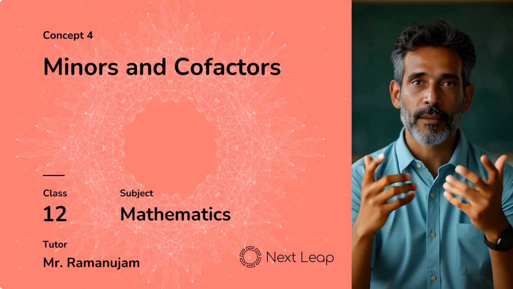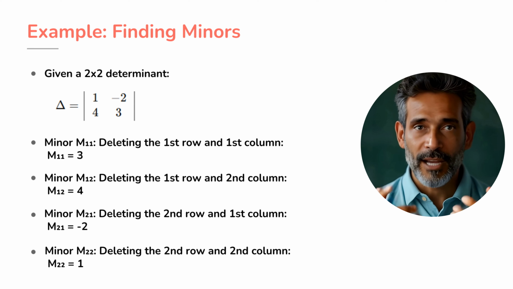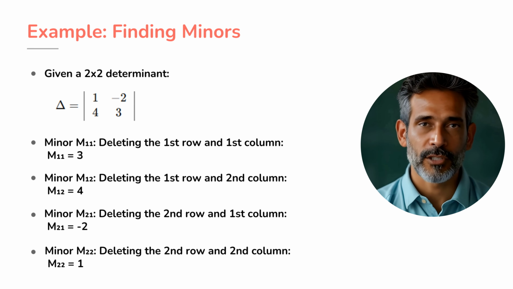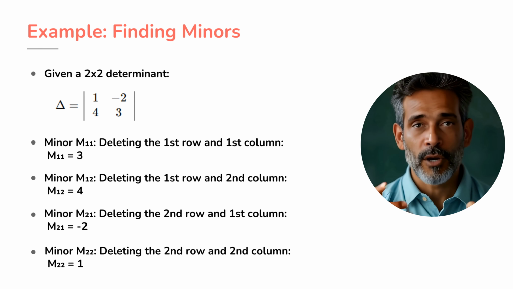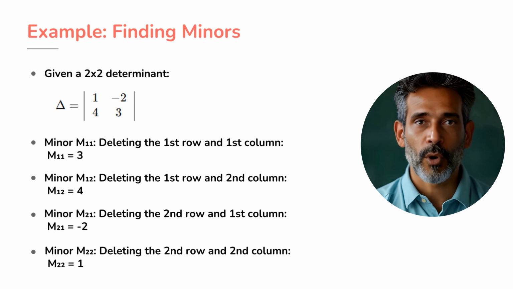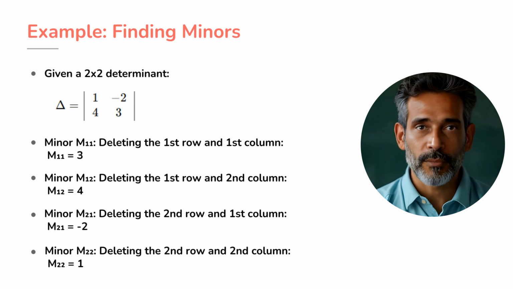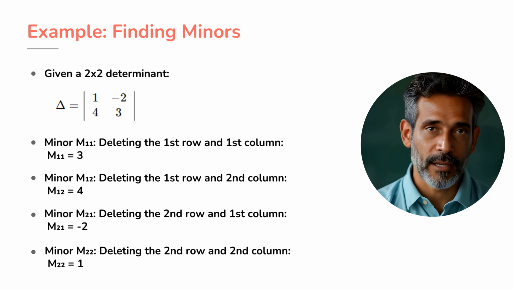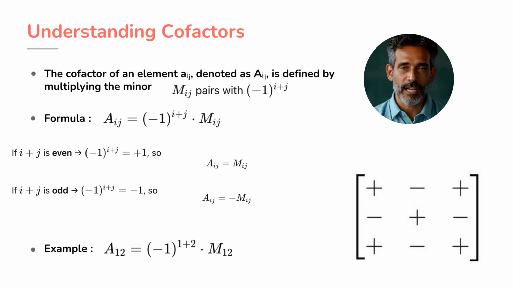Let's now apply this knowledge practically. Suppose we have a determinant with elements 1, -2 in the first row and 4, 3 in the second row. The minor of the first element, 1, is obtained by deleting its row and column, leaving us just the number 3. Similarly, the minor of -2 is 4, the minor of 4 is -2, and the minor of 3 is 1. See how minors simplify our work by reducing larger determinants into smaller parts? Easy, isn't it? Now, let's take a step further and talk about cofactors.